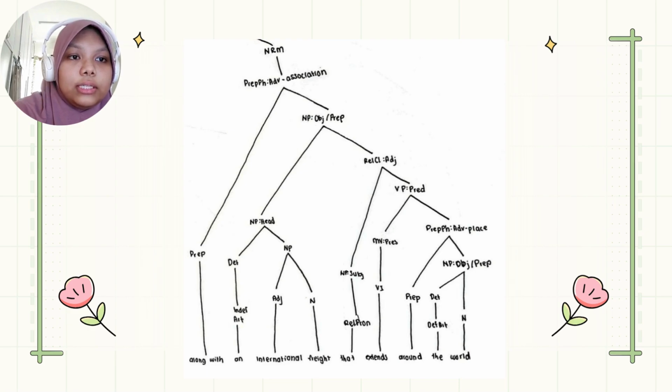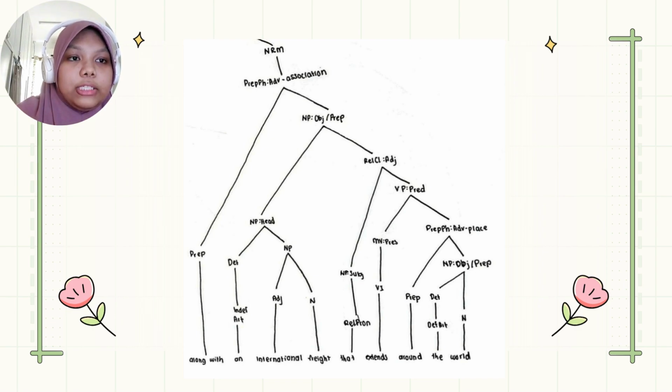Here you can see the sentence that extends around the world. Here is a relative clause because of the relative pronoun that right here. And then under it we have the verb phrase predicate. And then we have two branches. It explains more about the main verb here. The main verb here is also the same. It's just present, no progressive, no perfect, which means no aspect here. And then it is a VI, which is an intransitive verb.